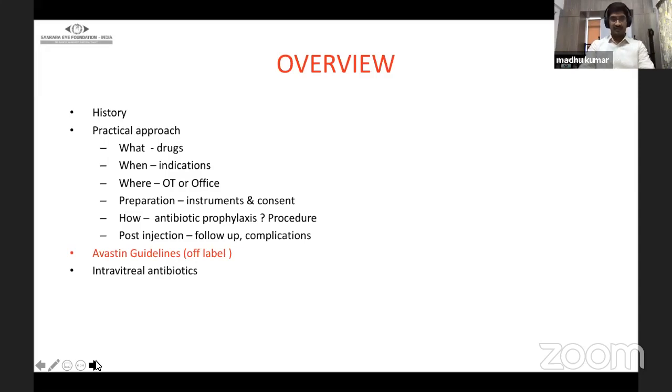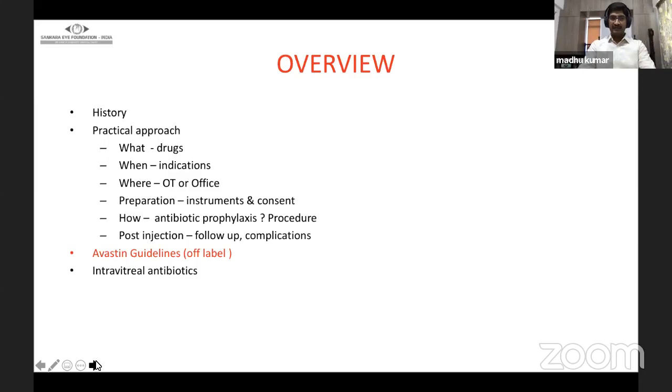So what are the indications? That is where we have clear-cut guidelines. But do we do this procedure in your OPD, in your minor OT, or in operation theater? What is the preparation? What kind of consent do we need to take? When is there a special consent form we need to take for these things? What are the instruments that are involved? How about the antibiotic prophylaxis? Does that have a role, or what kind of prophylaxis do we use in these procedures? Post-injection, how do we follow up and what are the complications that we need to look for?